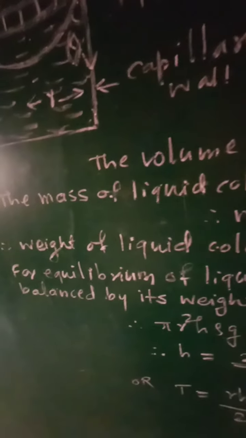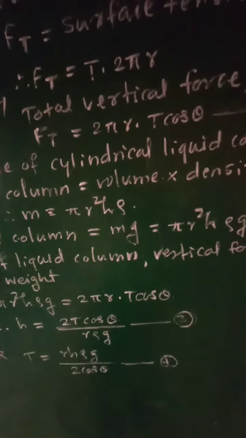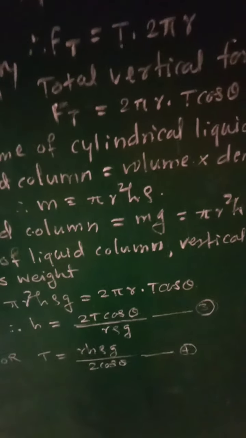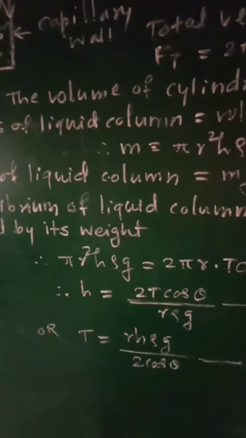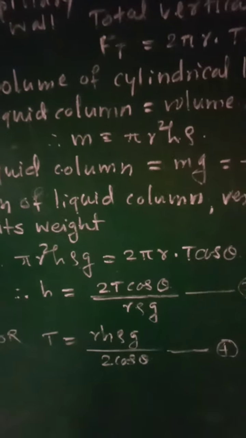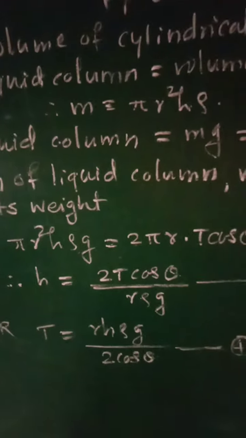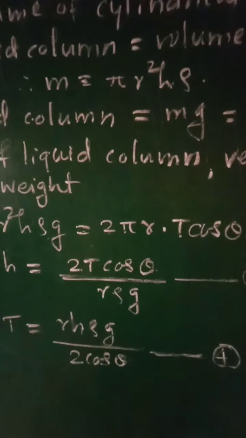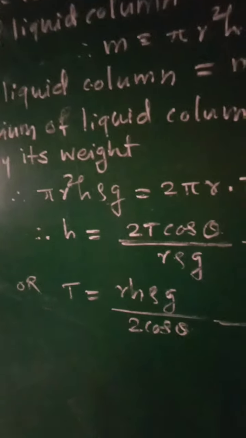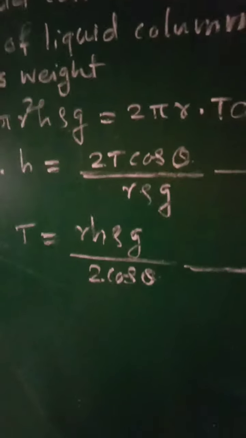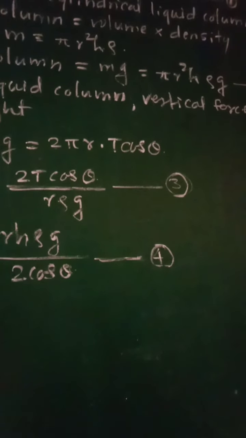Now, for equilibrium of the liquid column, the vertically upward directed force must be equal to downward force, that is weight of the liquid column, and hence pi r square h rho g must be equal to 2 pi r into T cos theta, and therefore h, that is height of liquid column, will be equal to 2T cos theta upon r rho g, equation number 3, or equation for surface tension of that liquid will be T is equal to r h rho g upon 2 cos theta, equation number 4.